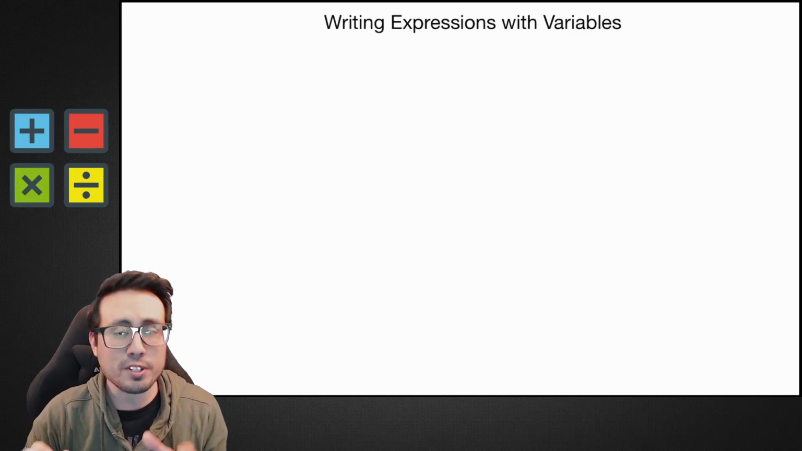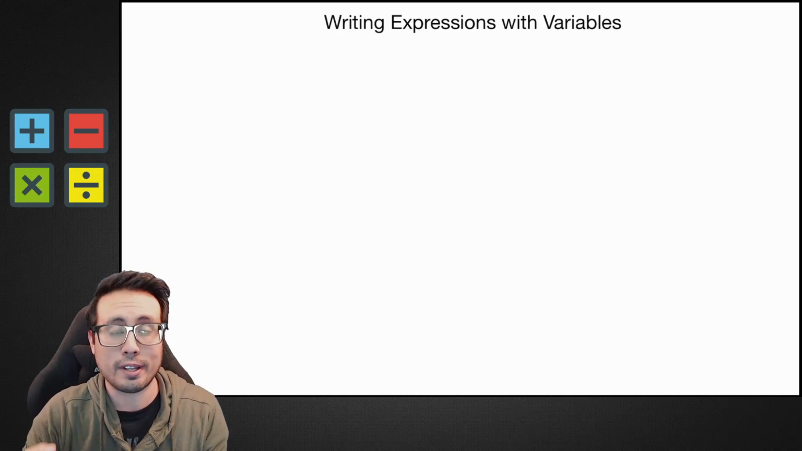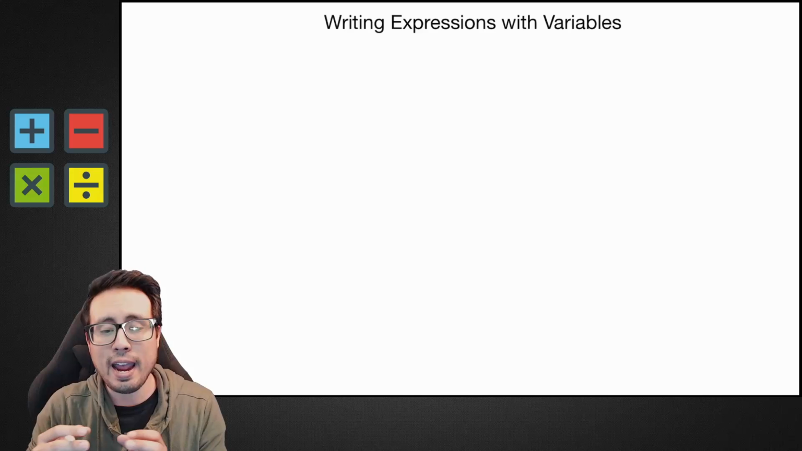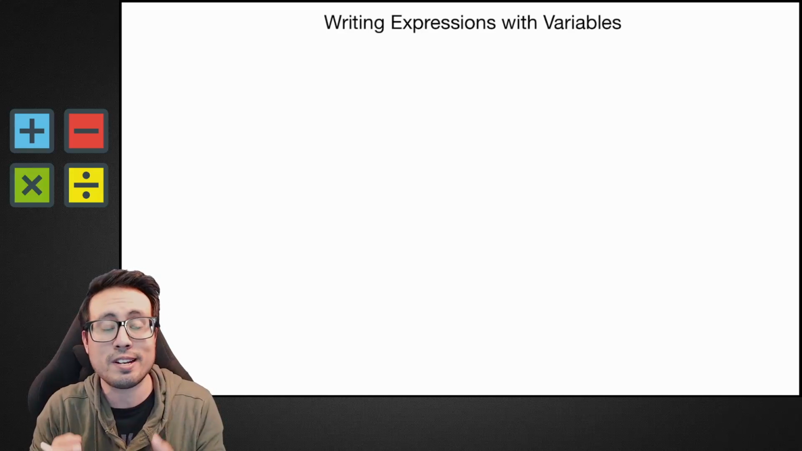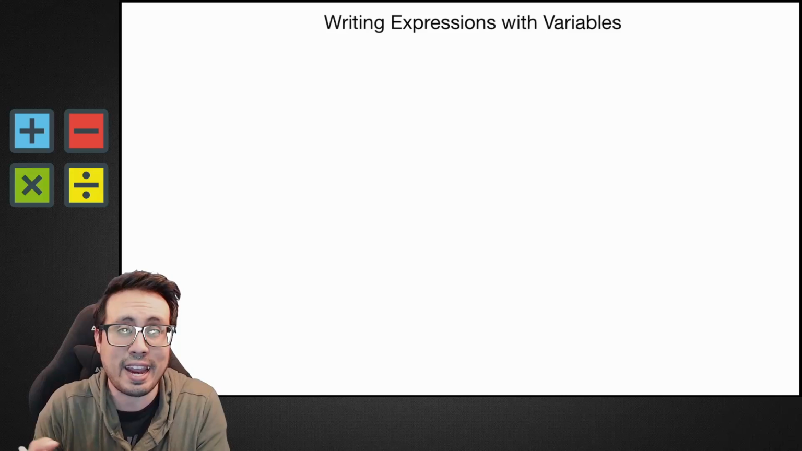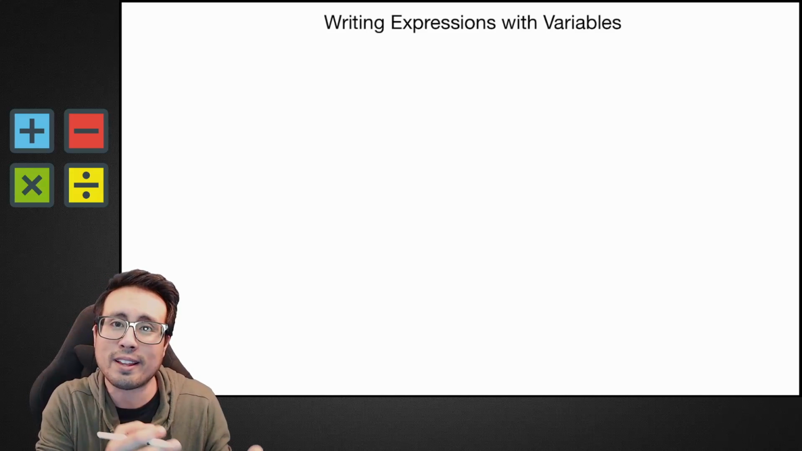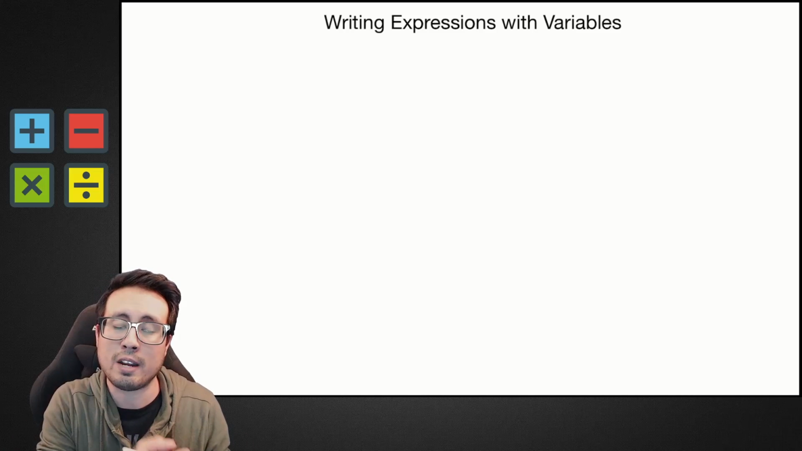So the first thing that you need to understand whenever you're writing an expression is what a variable is. A variable, a lot of the times, looks like a letter. The reason that we use a letter in math is because a variable is a number that can change, and because we don't know what it always is, we replace it with a letter so that when we do know what it is, we can simply plug in where the letter is.